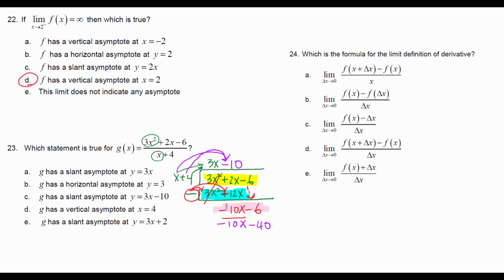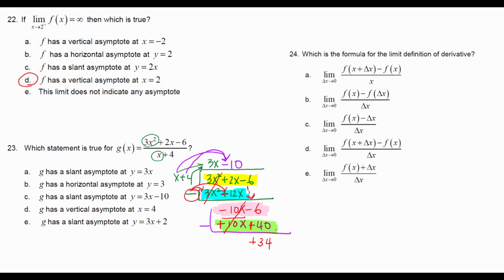Now the top polynomial, subtract the bottom polynomial, and again you need to distribute the negative. So negative 10x makes it positive here. Negative 40 makes it positive 40 there. So negative 10x and plus 10x gone. And negative 6 plus 40 is plus 34.